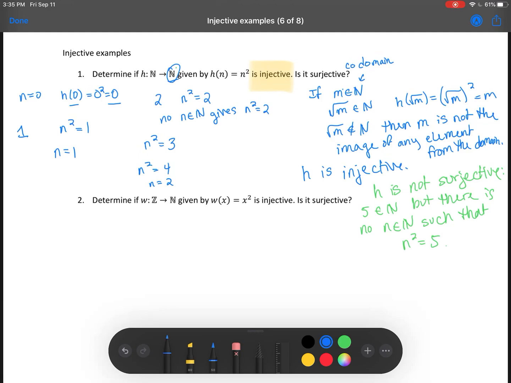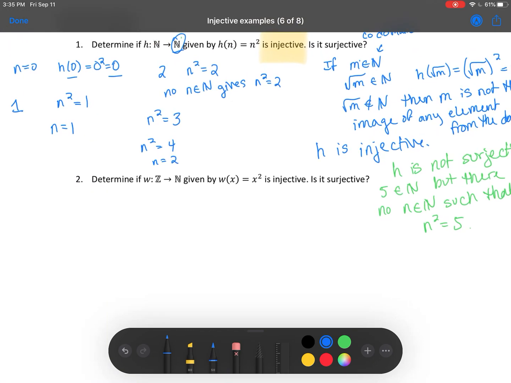All right, so let's look at the second example here, which is the function w, which is from Z, the integers, to the naturals, given by w of x equals x squared. And again, we want to know, is it injective and is it surjective? Okay. So you might be thinking that this looks a whole lot like our first example, and it does, but it has a point. So first off, don't be bothered by the fact that I'm using x instead of n. It's just representing the input value. The big difference here is the domain of the function, which here in this example is the integers. In our first example, it was the natural numbers.